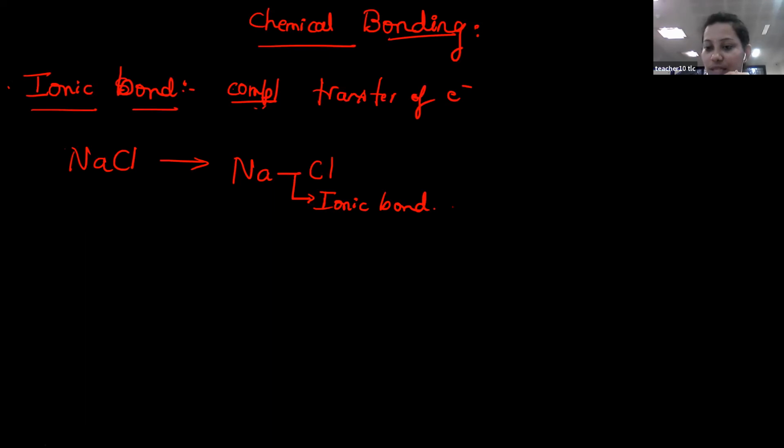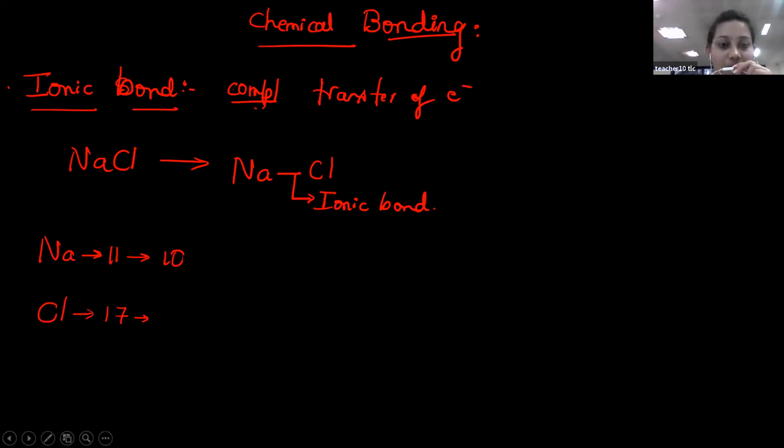How is this ionic bond formed between these two? Sodium atomic number is 11 and chlorine atomic number is 17. Sodium is stable at 10 electrons. If electron number is 10, it will attain the noble gas configuration of neon. Chlorine, if it gains 1 electron, will attain the argon configuration, so it is more stable. Correct?